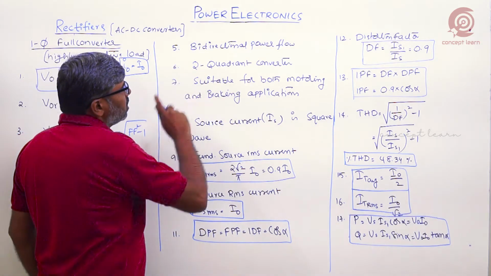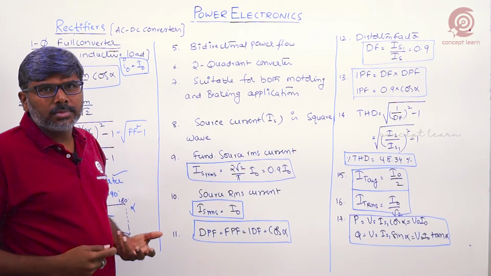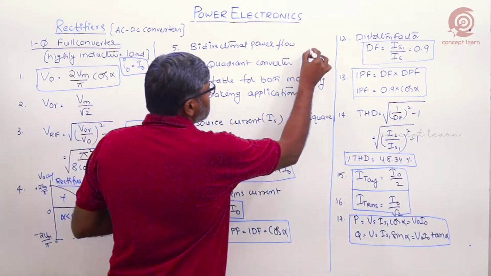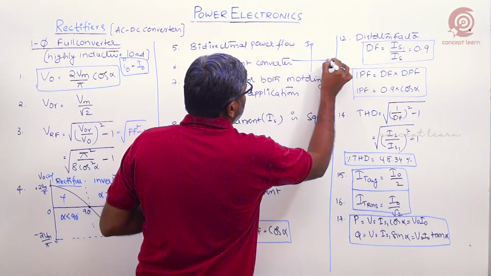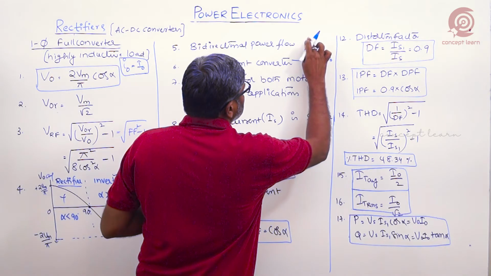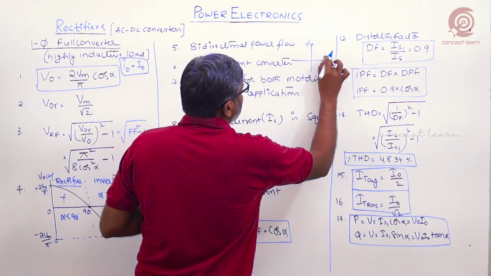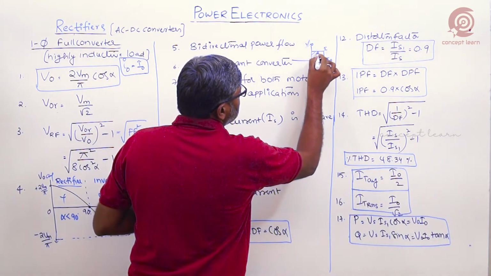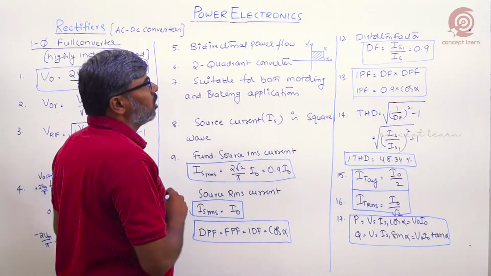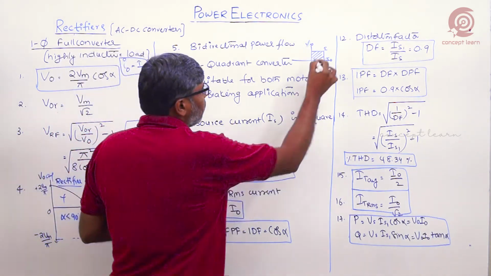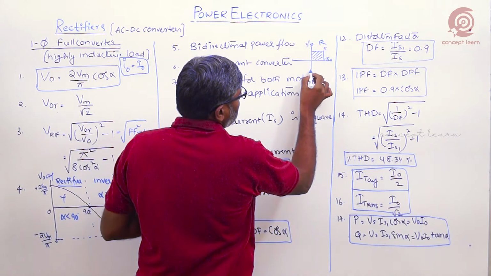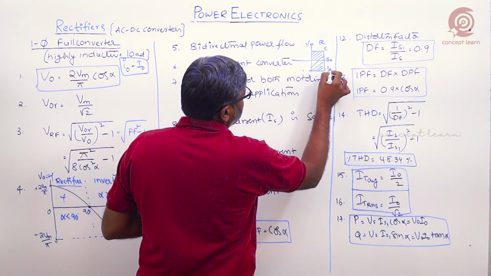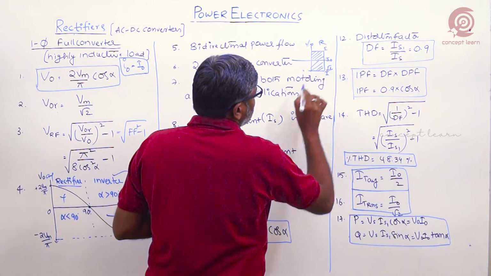Fine. Now coming to the quadrant operation, it gives two quadrant operation at a time based on the firing angle. Two quadrant means, if you take this as I naught, and V naught and I naught, in the first quadrant, when alpha is less than 90, it gives first quadrant operation. Both the quantities are positive. This is a rectification operation. When alpha is greater than 90, output voltage is negative but current is still positive. It gives operation in the fourth quadrant, which is an inversion operation, right?